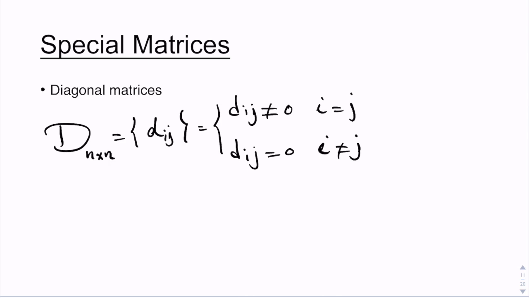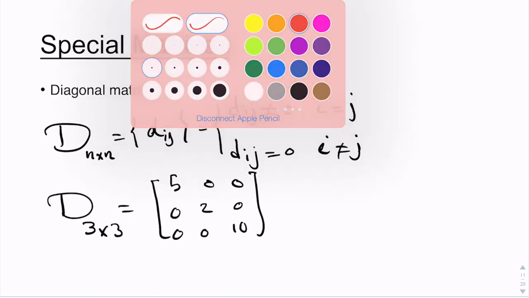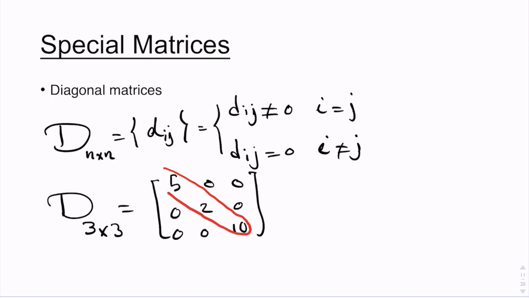This diagonal matrix is very similar to an identity matrix. Basically, an identity matrix is a subcategory of diagonal matrices. So for instance, for a 3 by 3 matrix, let's say we have 5 0 0, 0 2 0, 0 0 10. That's a diagonal matrix. As you see, only elements on the main diagonal are non-zero, and all other elements are zeros. So these elements are all 0, and also these elements are all 0.